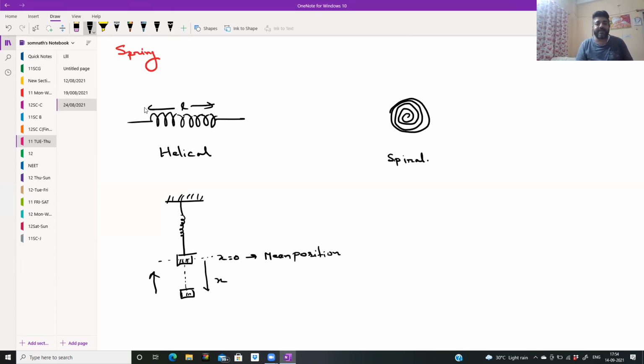What do you mean by that? That means the spring force is opposite to the elongation. Means if the elongation is increasing, its tendency is to move in the opposite direction. When you release it, it will be coming back. Similarly, if you compress it in this direction, it will regain, or if you release it, it will move in the opposite direction.